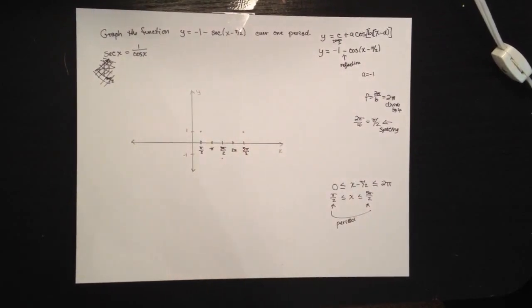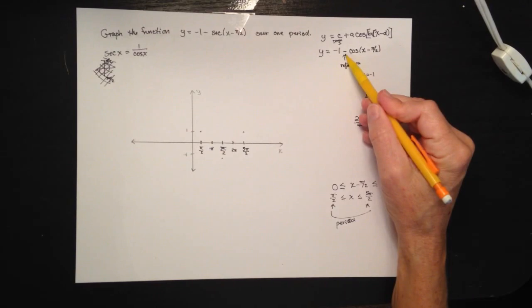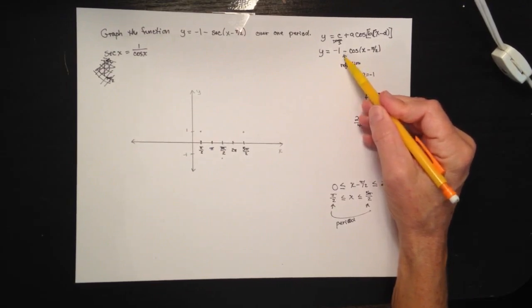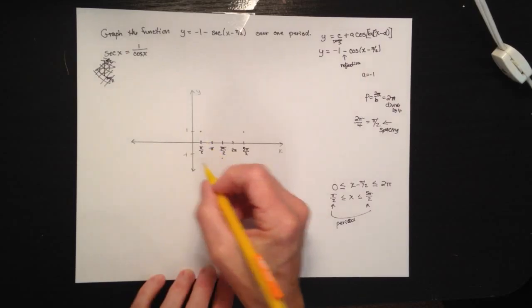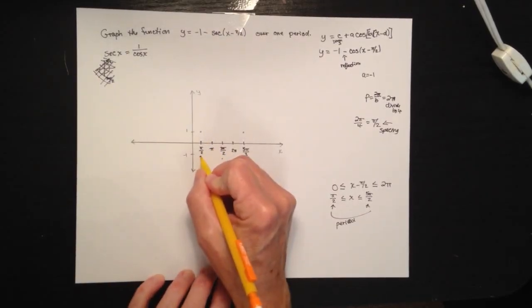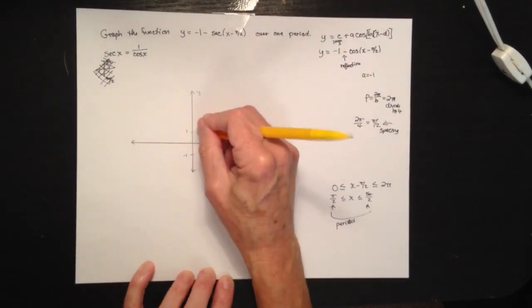However, in this particular one we're graphing, there was a reflection, which means it reflects across the x-axis. So when we would normally be up here at 1, instead we're down here at -1. That's where this one's going to be.